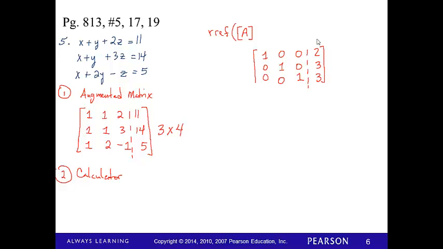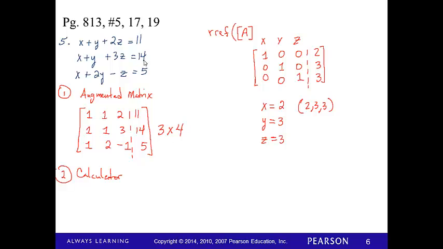And remember, your last column represents your constant, so you know that you have this vertical bar here. Okay, so if you were to write out our solution, remember the first column is x, the second is y, and the last is z. So it says x equals 2, y equals 3, and z equals 3. So that's the solution to the system. It's the triple 2, 3, 3.